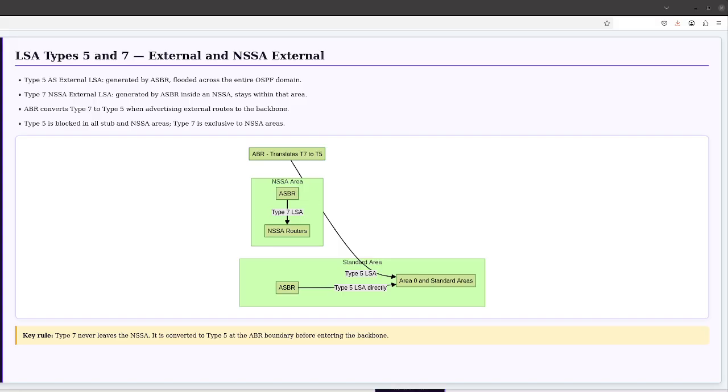The distinction between Type 5 and Type 7 is purely one of scope and area type. Both describe external prefixes. The difference is that Type 7 travels only inside an NSSA while Type 5 travels everywhere else. In a totally NSSA, even Type 3 LSAs are blocked, and the ABR injects a single Type 3 default route to cover all inter-area and external destinations.